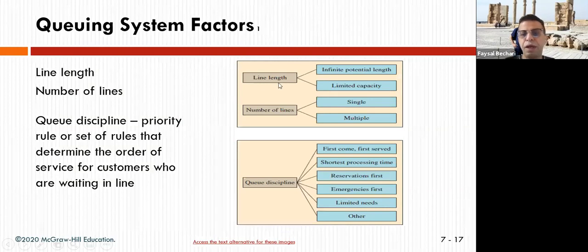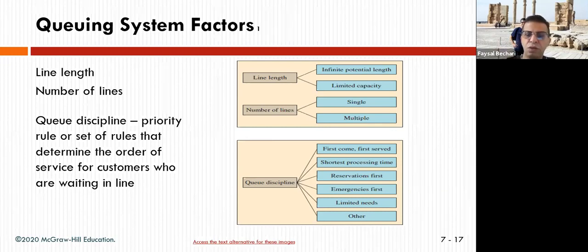Now, the length of the line: how long is the line? Sometimes, as we said, there is infinite potential length, as long as you can. And there is a limited one, like when they're changing the oil at Mr. Lube or something, you cannot have more than 4 or 5 cars waiting. And then you have the single line, which is one line going straight, like what's happening now in COVID. But in the old days, every cashier in the supermarket had his own line. So there is a single line and there is a multiple line.